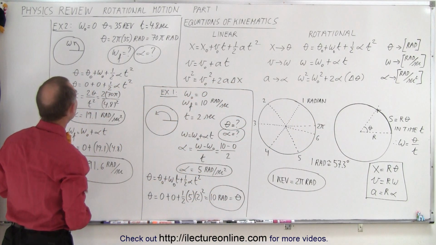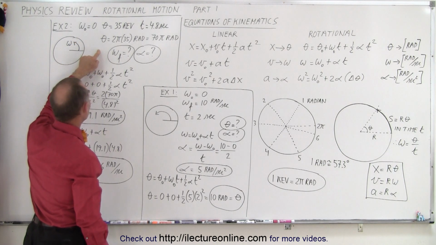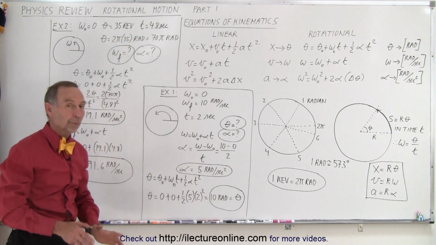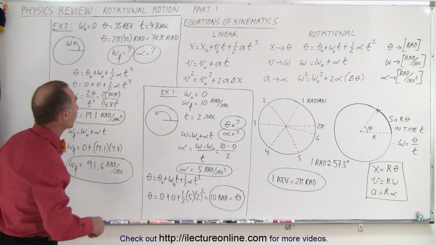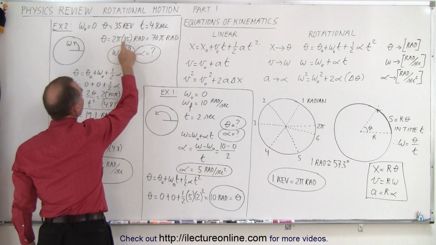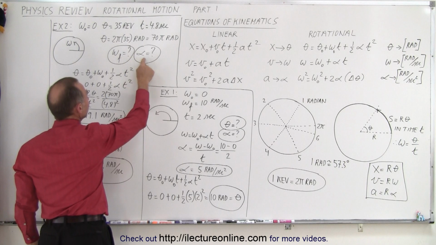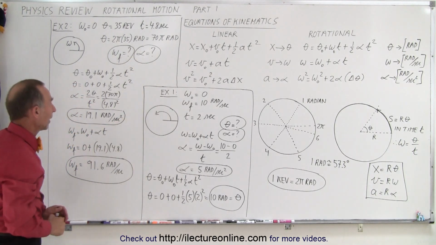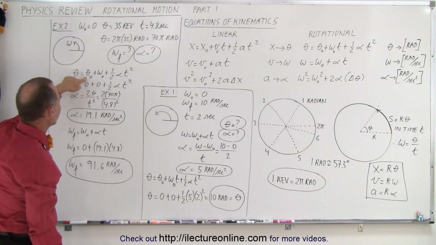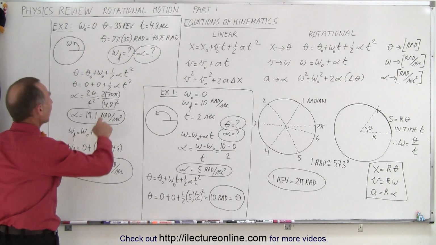Our second example, here we have the initial angular velocity again 0, but here they tell us that we travel 35 revolutions in 4.8 seconds, starting from rest. So we're going to change the revolutions to radians, so we multiply 35 by 2 pi to get radians, which is 70 pi radians, and now we want to find the final angular velocity and the acceleration involved to accomplish that. So using our first kinematics equation, notice we take 0 for the initial angle, 0 for the initial angular velocity, and 1/2 alpha t squared.